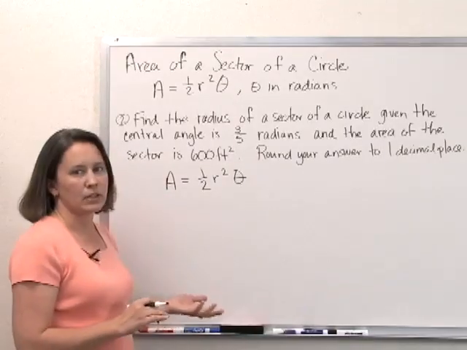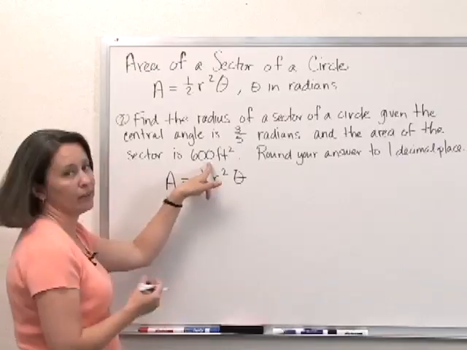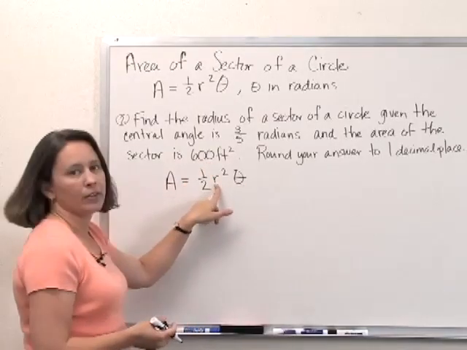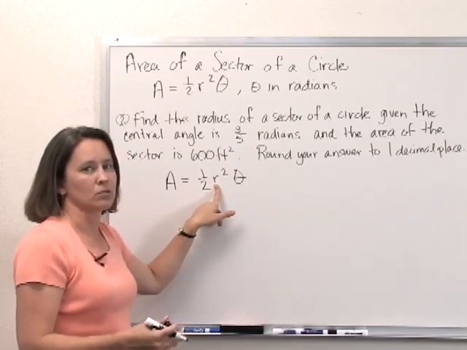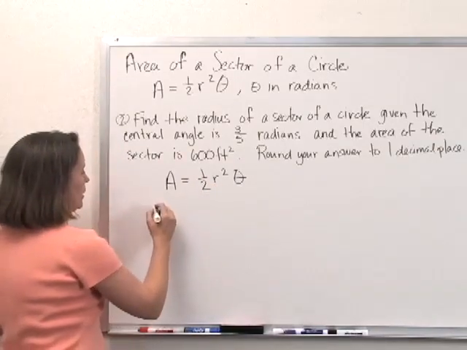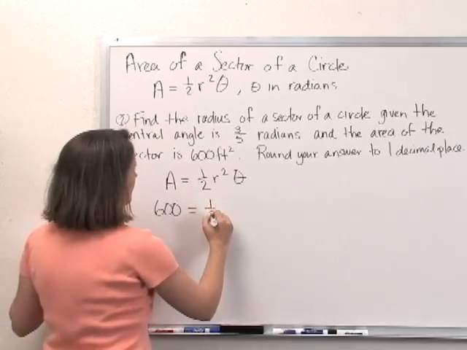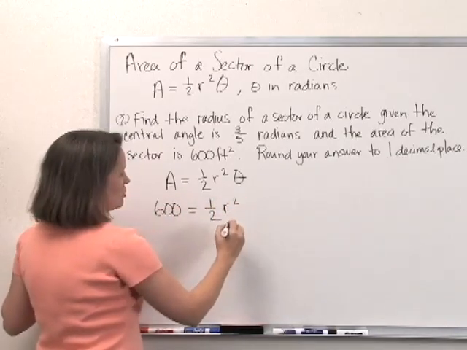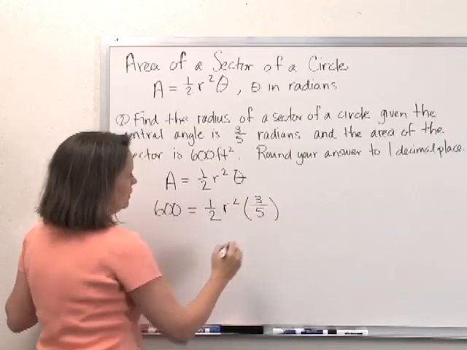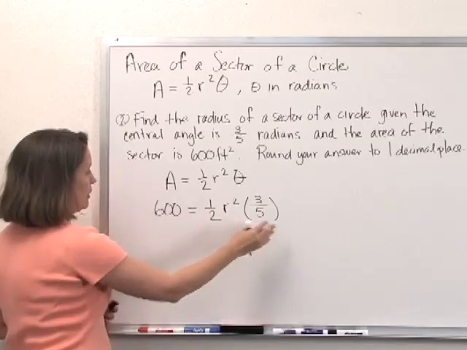But what's the difference in this problem? I'm not looking for the area. I already know that's 600 square feet. I know the central angle, but I need to find the radius. So the algebra in solving this one's a little bit more involved. Okay, so let's start by substituting what we know. The area of the sector is 600. The radius is what I'd like to try to find, and theta is 3/5 radians. Okay, I'm going to simplify the right-hand side by multiplying those fractions.